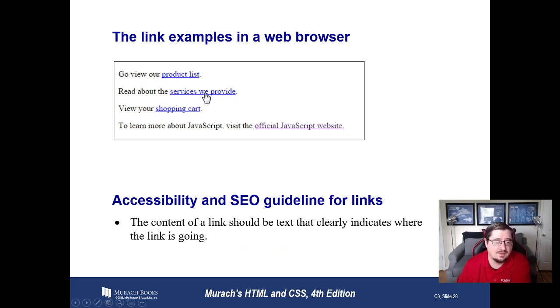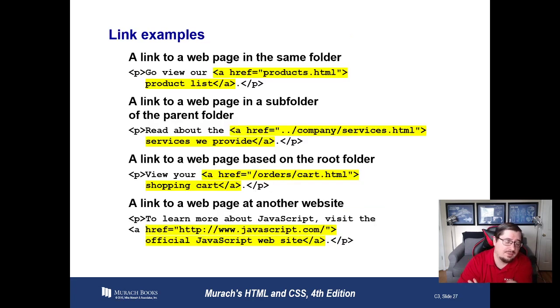So that would look something like this. So we've got product list, services we provide, shopping cart, official, that. So the link looks the same way regardless of what kind of path it is, but it's going to be easier from a maintainability standpoint generally if you use, I would say, root relative. Again, sometimes document relative are okay, but I would generally encourage you to use root relative paths.